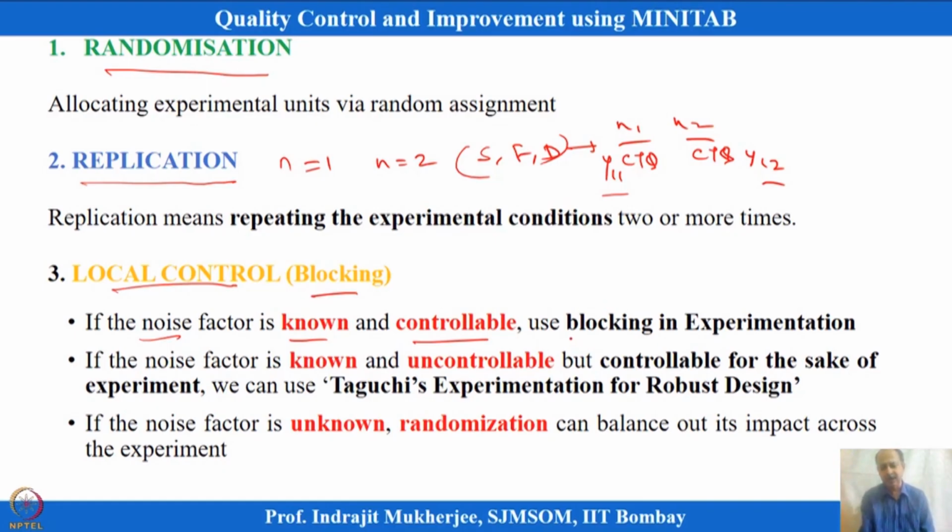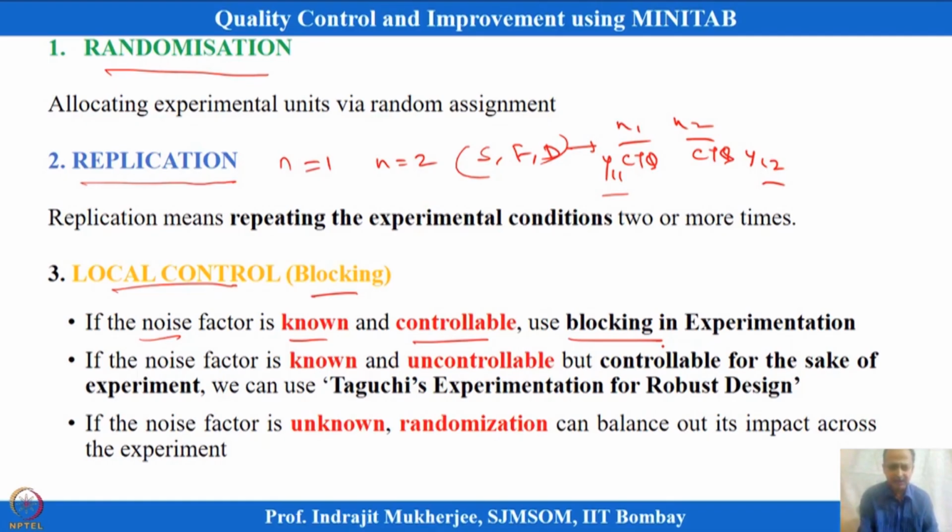What we do is adopt the blocking principle in experimentation. With blocking, we will try to understand how we can block a particular factor and estimate the value of variance due to blocking. We will deal with that when we consider how to apply blocking in experimentation and how to interpret the results.